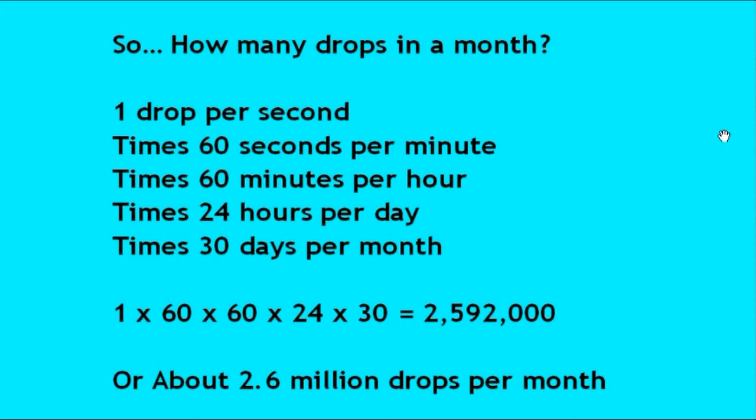So, how many drops per month do we have? We said that my faucet was dripping about 1 drop per second, times 60 seconds per minute, times 60 minutes per hour, times 24 hours per day, times 30 days per month. That's 1 times 60 times 60 times 24 times 30 equals 2,592,000 drops in a month, or about 2.6 million drops in a month. That's a lot.